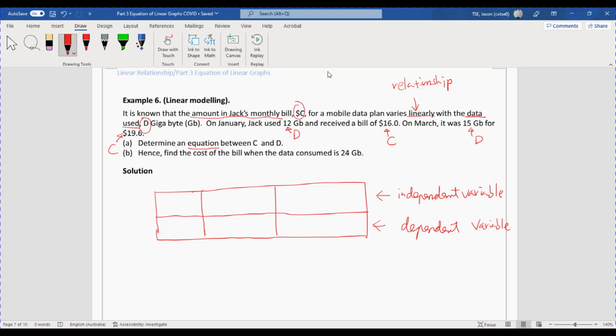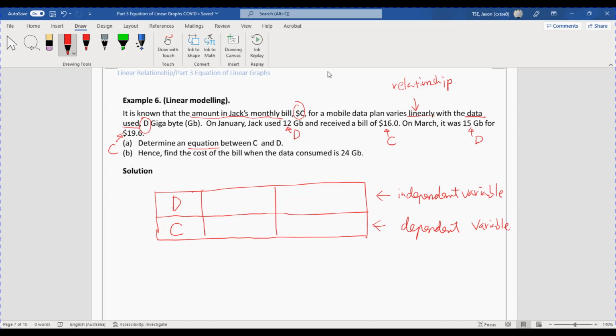So normally we would say you need to use the data and then you see how much, and then you have a bill which depends on how much data you've used, right? So the data comes first. So data should be the independent variable. It happens first, and then the cost comes later. The amount of bill comes later. So you put D here and C over here. So independent variable is D and dependent variable is C.